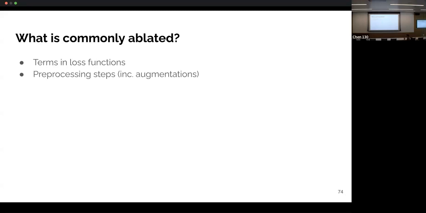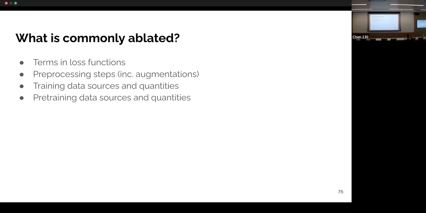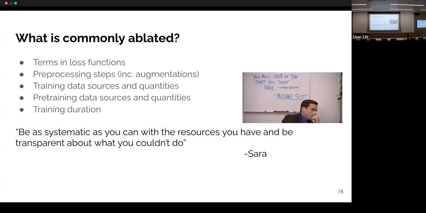All right, so what is commonly ablated? Terms in loss functions, for example, Chris, you have your thing with the masking, you might want to pull it out and put it back in. Pre-processing steps like augmentations, training data sources and quantities, pre-training data sources and quantities. I actually found in previous work that pre-training on a different data set, not only Kinetics, just upped the performance, as did training duration.